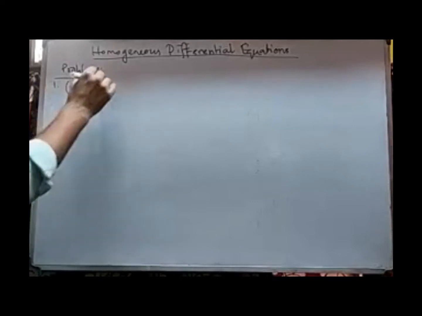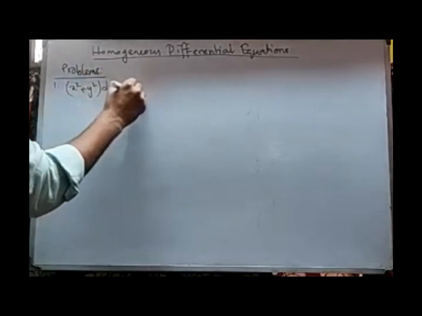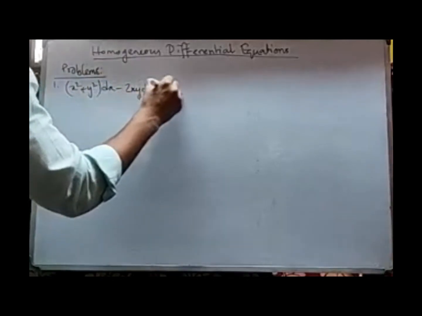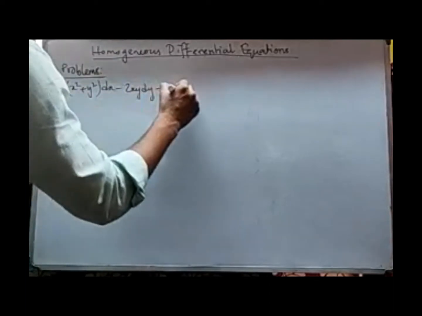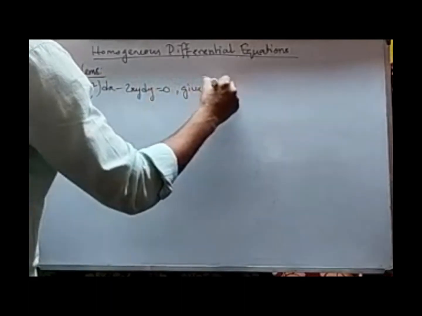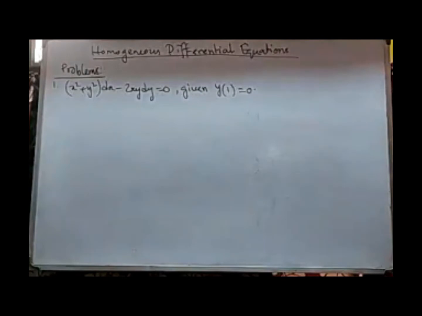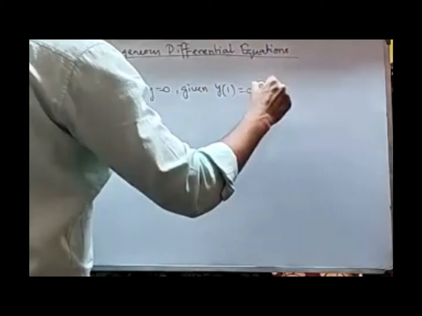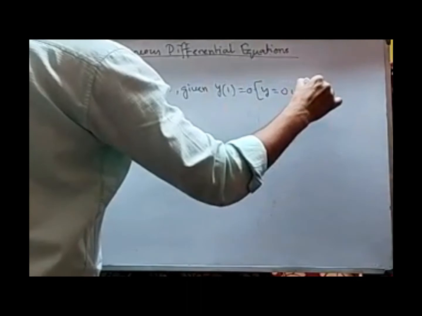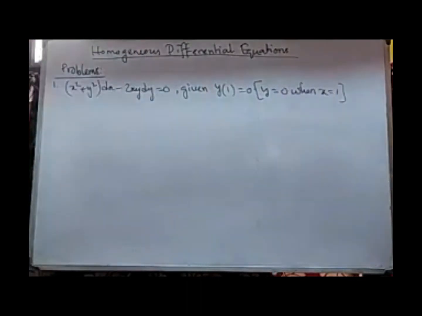Number 1: (x square plus y square) dx minus 2xy dy equals 0. And it is given that y of 1 equals 0. y of 1 equals 0 means y equals 0 when x equals 1. This means y equals 0 when x is equal to 1.